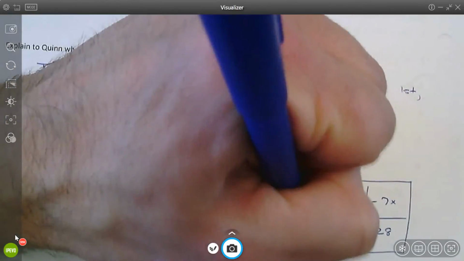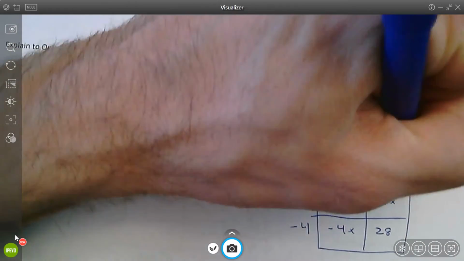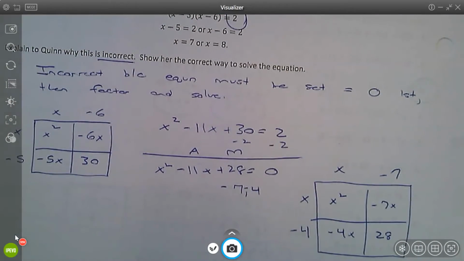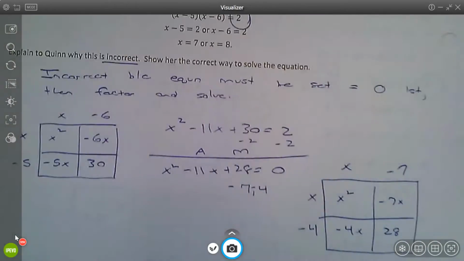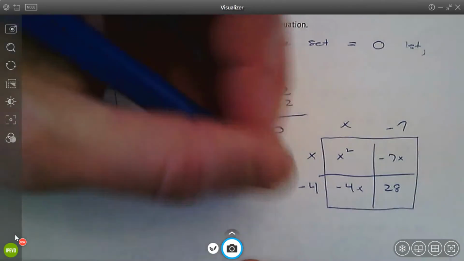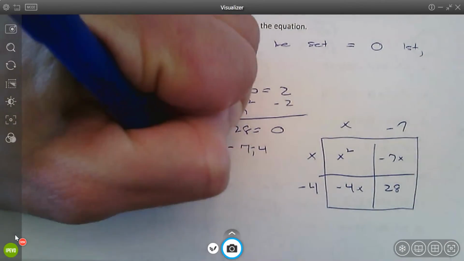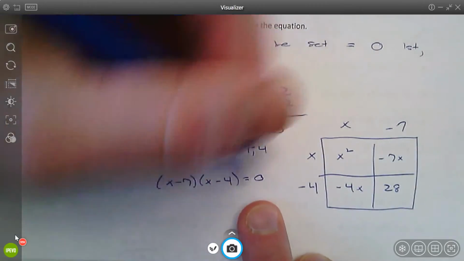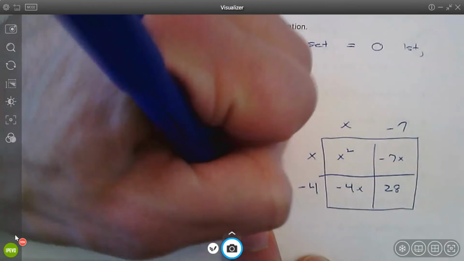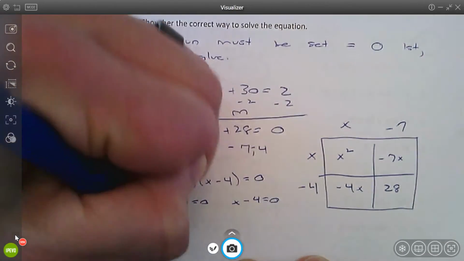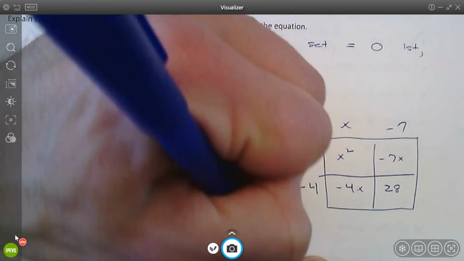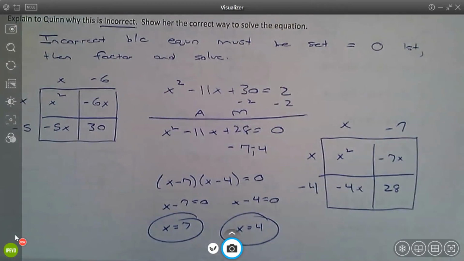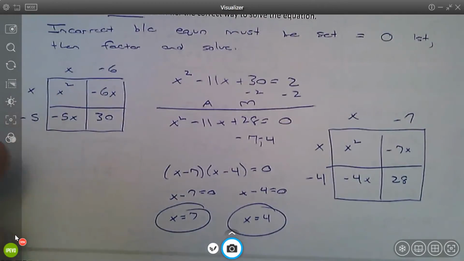Now I'm going to find greatest common factors here. Now I went through that relatively quickly, but it's the same process that we've been following all along. So this becomes (x - 7)(x - 4) = 0. I can now apply the zero product property. Add 7, add 4. So I get x equals 7 and x equals 4.